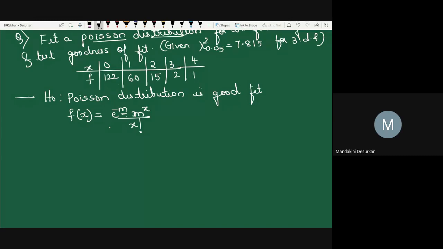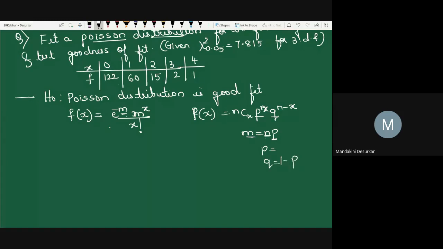If instead of Poisson, binomial was used, what was it for binomial? Binomial is nCx p raised to x q raised to n minus x. Now I need to find p and q. How will I find p and q? Again, I'll find m is equal to np. The n value will be given. Find the value of m using this. Once you get this, find the value of p. If you get the value of p, q will be 1 minus p.